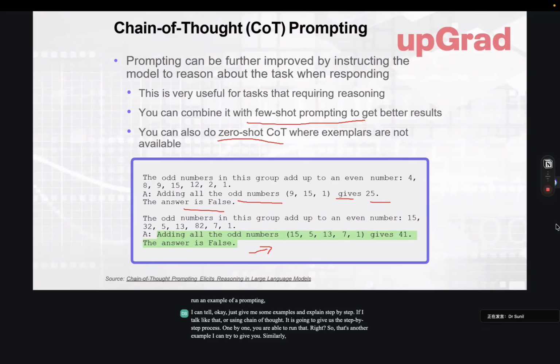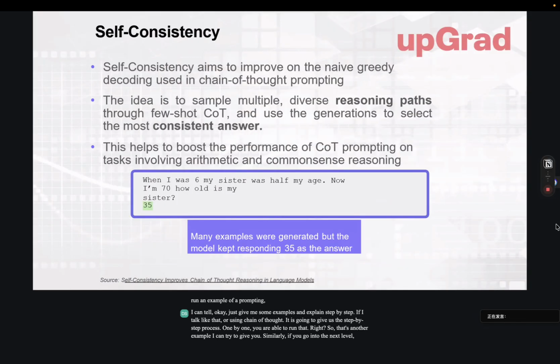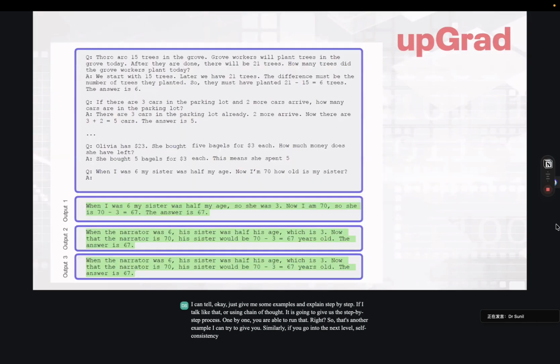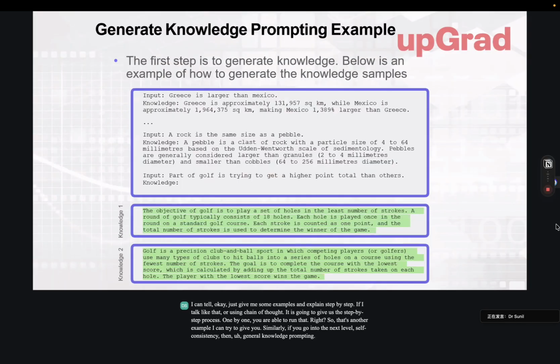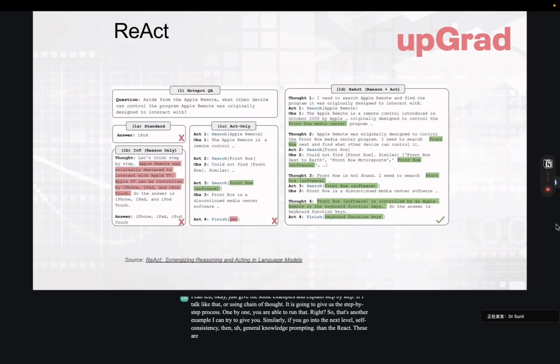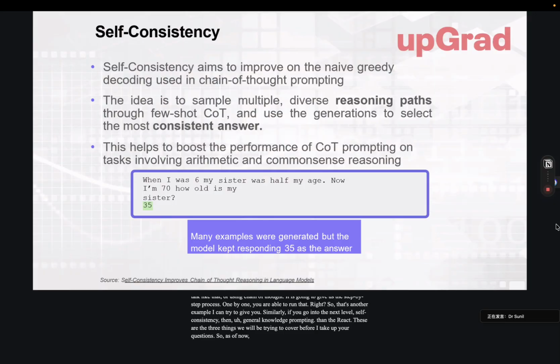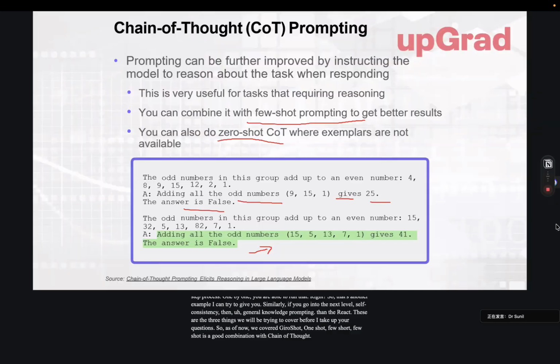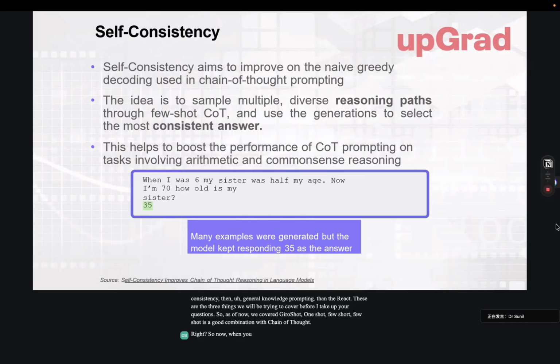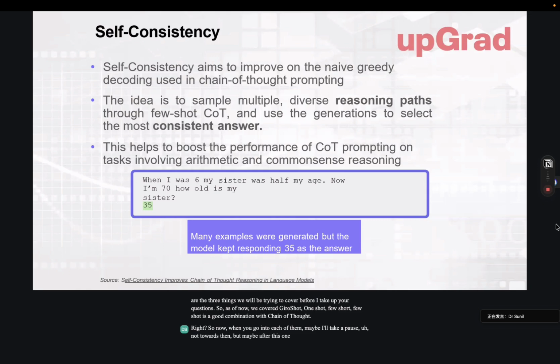Similarly, if you go to the next level, there is self-consistency, then general knowledge prompting, then ReAct. These are the three things we will try to cover before I take up your questions. As of now, we covered zero shot, one shot, few shot, and few shot is a good combination with chain of thought. Maybe I'll take a pause after this one, not towards the end, so you can see how we are proceeding incrementally.